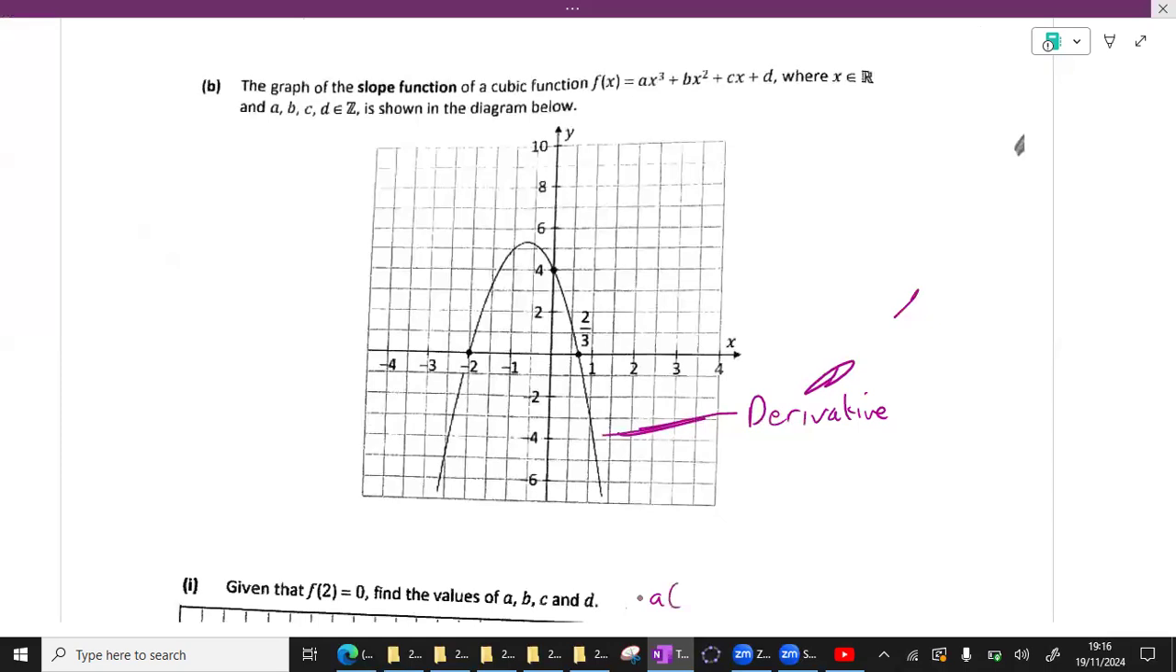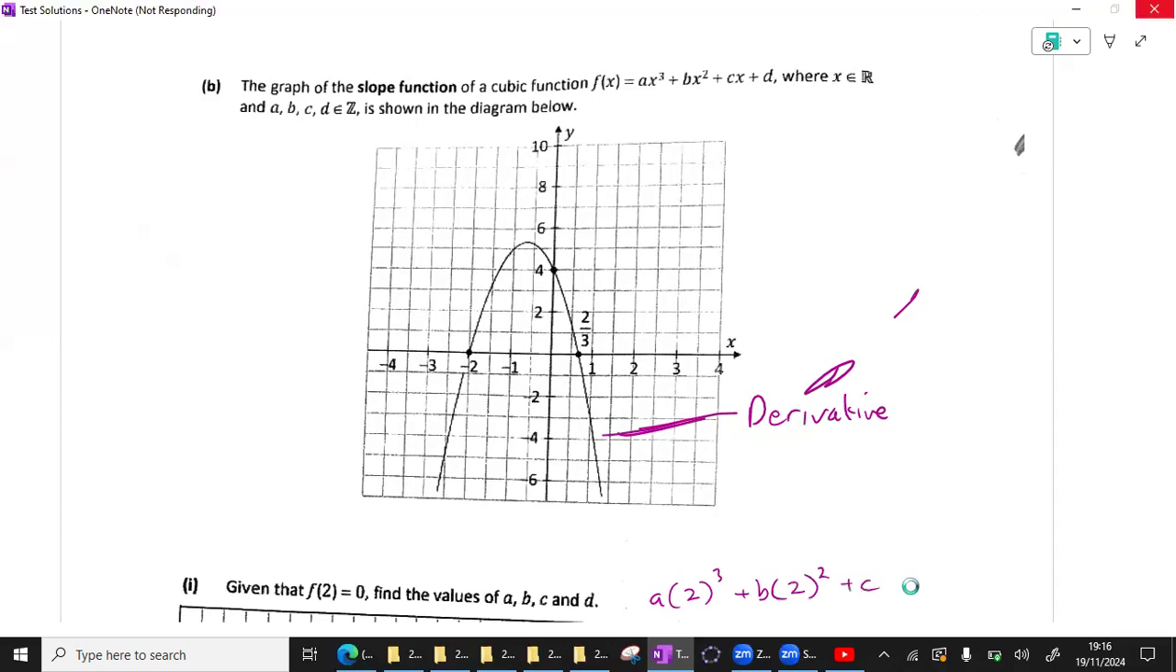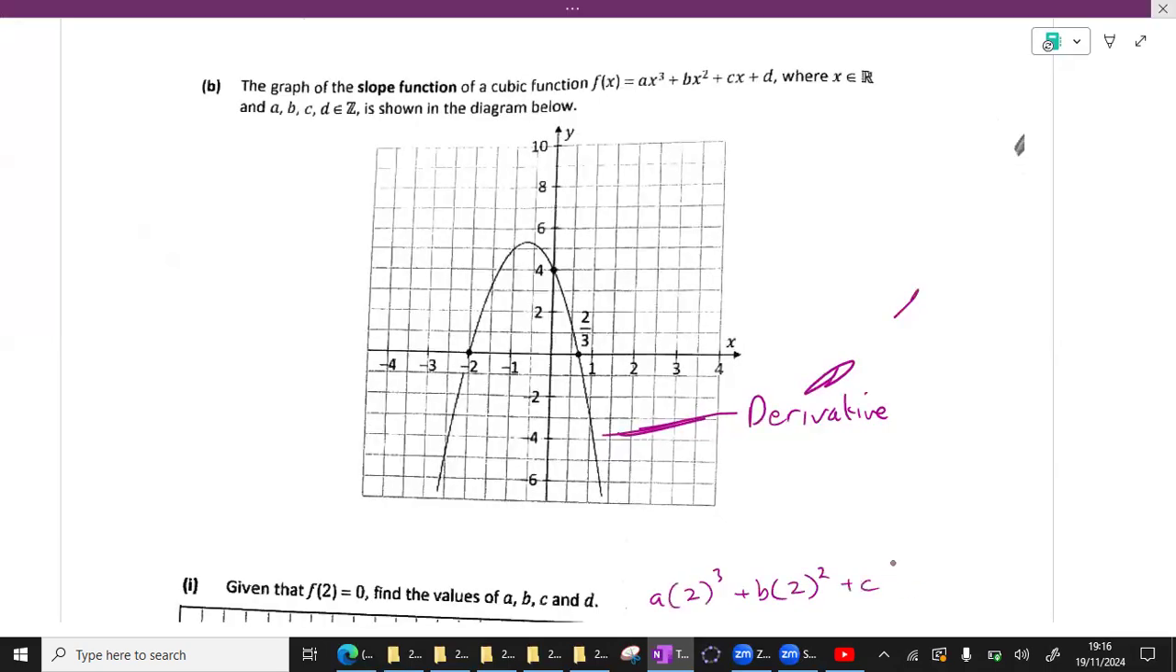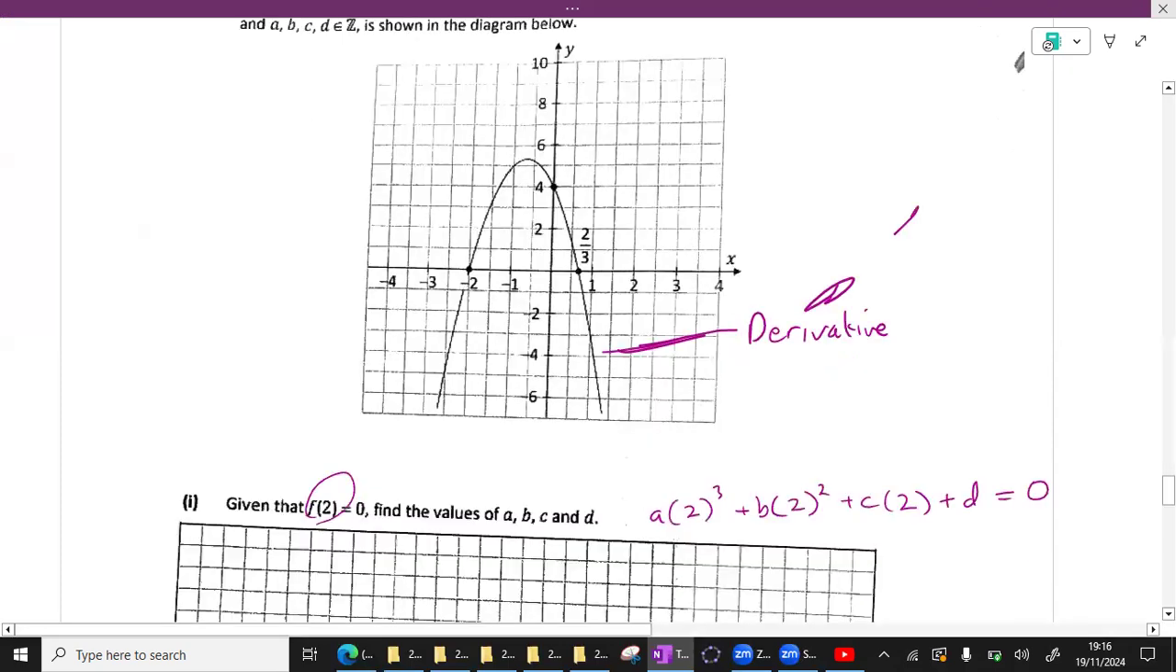So that's my first thing that I'm going to do. I'm going to put 2 in the place of x into that original function. So not the derivative, but into the original. And the reason that I know it's the original is because there's no prime there. It's just f of 2. So I fill in my 2 and I let it equal to 0. So that ends up becoming 8a plus 4b plus 2c plus d equals 0.